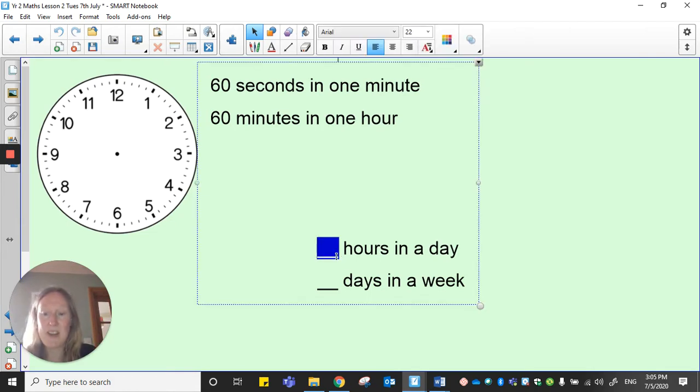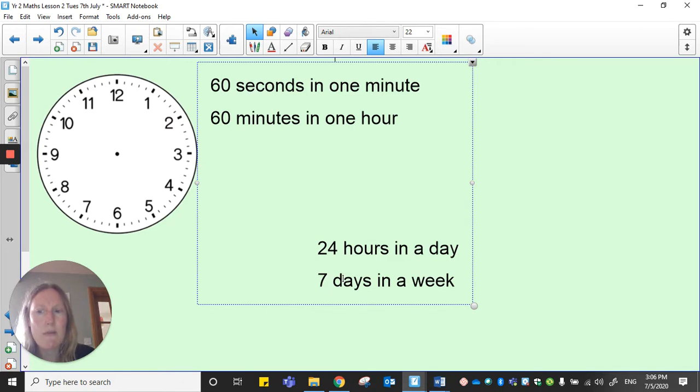Got it? 24. Okay, so it goes 12 hours and then another 12 hours. That goes the whole way around the clock once, and the whole way around the clock the second time. And then how many days in a week? 7. Can you start them for me? Let's start on Monday. Monday, Tuesday, Wednesday, next one, Thursday, Friday, Saturday, Sunday. 7 days. Okay, look away.